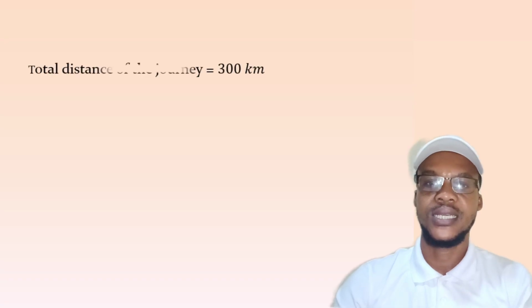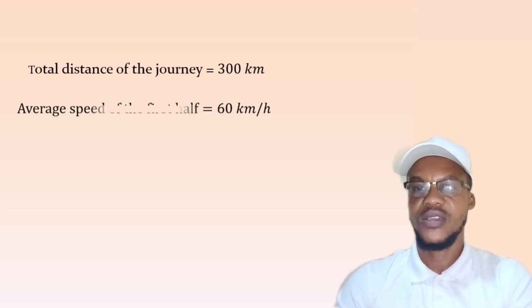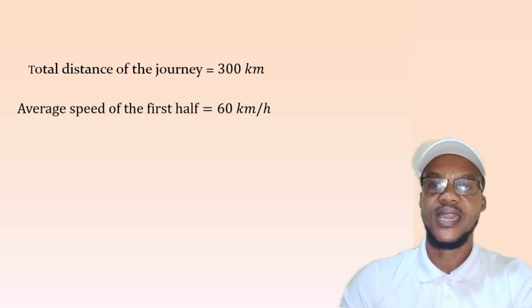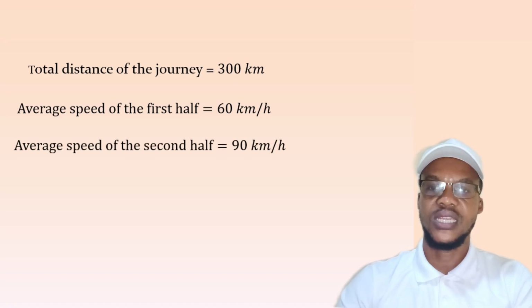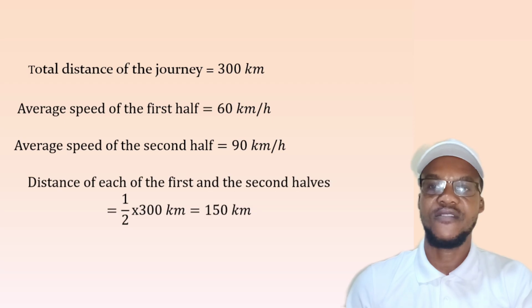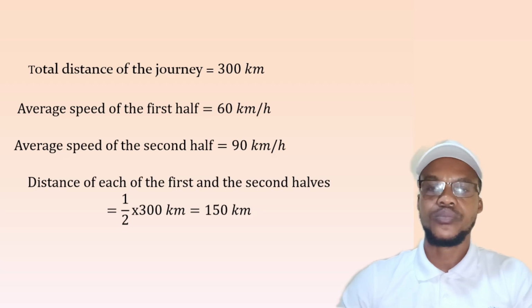Okay, so if that's the case, we are saying that the total distance, which is 300 kilometers, then we also have the average speed of the first half, which is 60 kilometers per hour. Then for the second half, we also have 90 kilometers per hour. All right, good. And then we have the 150 kilometers for both the first and the second. Okay, good. If that's the case, then how do we find the average speed?